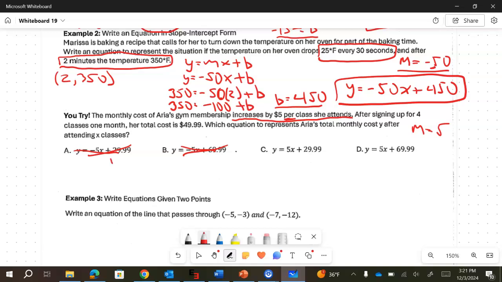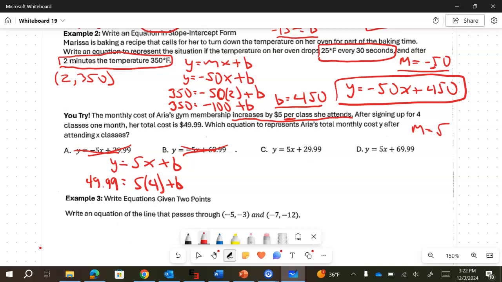Now we can start by putting my slope in, right? So my slope was 5 plus b, and then I can use that ordered pair that said after 4 classes, her cost was $49.99. So I could do this. $49.99 is equal to 5 times 4 plus b. And if I solve that, I'm going to get $29.99.